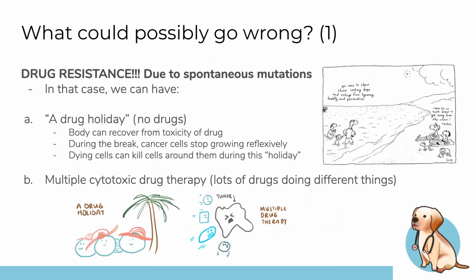Now, what could go wrong? Firstly, we could have drug resistance, which is a huge problem in pharmacology in general. We can overcome that by possibly going on a drug holiday, where you give the patient no drugs so they can recover from the toxicity. Or you could do the opposite and go for more drugs and overcome it by attacking all the different pathways at once.